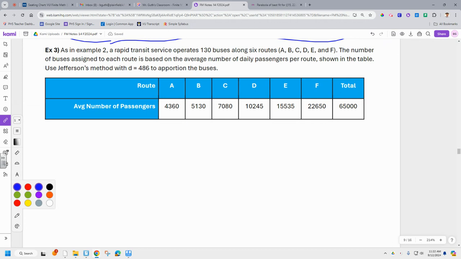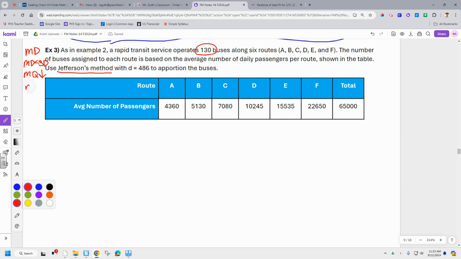Number 3, we're going to do the same problem, and we're going to do it with Jefferson's method. So Jefferson's method. Still passing out 130 buses, but this time it's Jefferson's method. We use a modified divisor, not the standard divisor. That modified divisor is going to be less than the standard divisor. We use that modified divisor to find the modified quotient, and we round down.